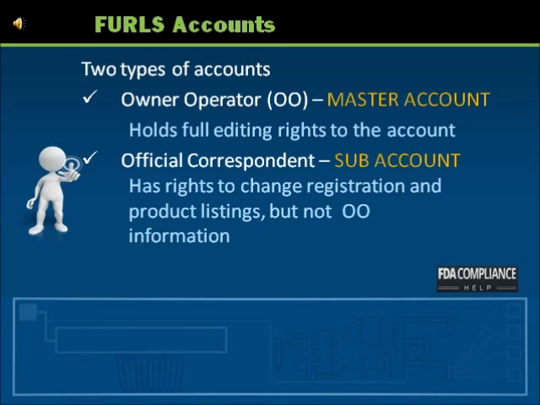Registration and listing requirements are done over the Internet using the United States FDA FURLS account system. Two types of accounts can be established: owner-operator master and official correspondent sub-account. What we will discuss today can be accessed from either of these accounts. If you need more information concerning registration, go to the FDA website.